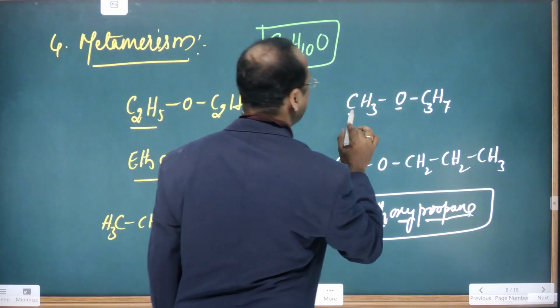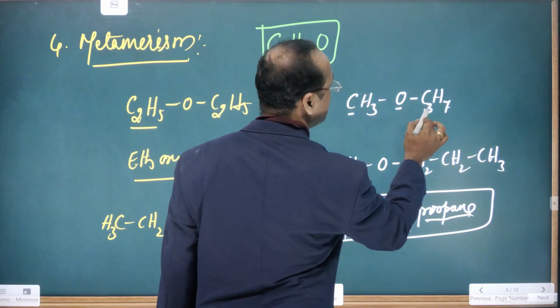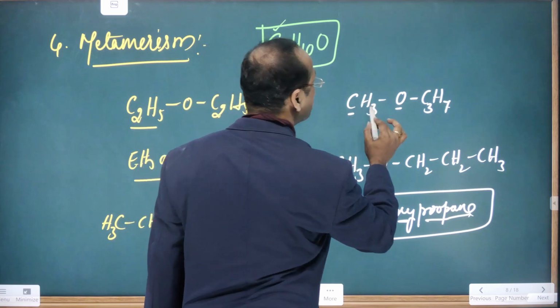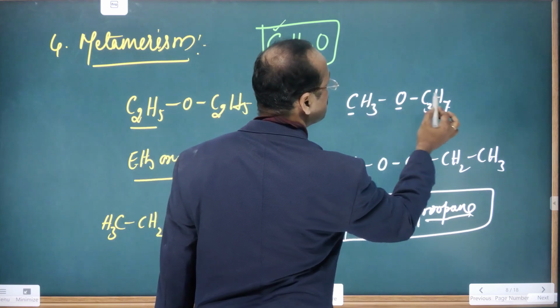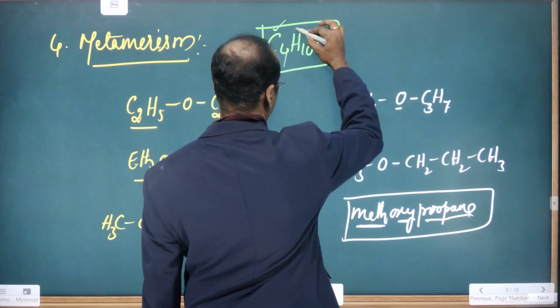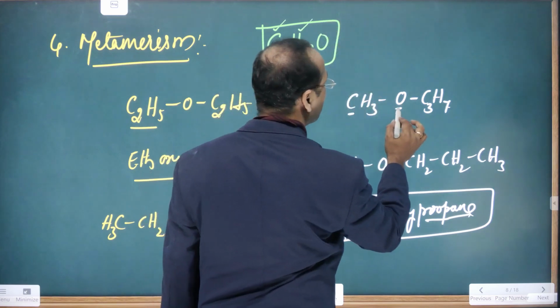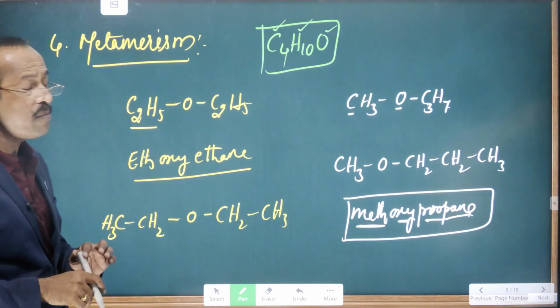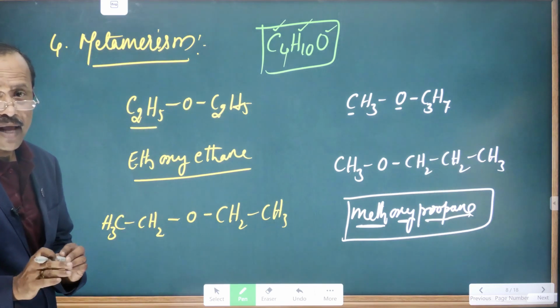C4H10O. Now here you see 1 carbon plus 3 carbons, 1 plus 3, 4. Yes. So C4. Now 3 plus 7: here 3 hydrogens, here 7 hydrogens. 3 plus 7, 10. Right. Now here 1 oxygen is there. 1 oxygen. So this is called metamerism.